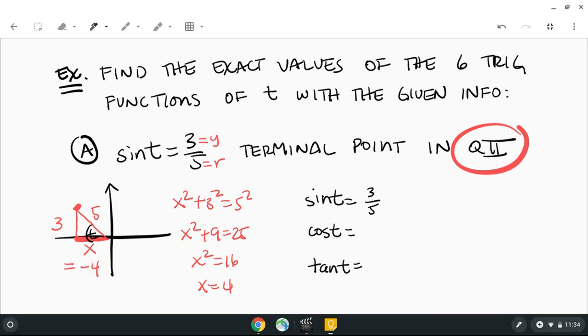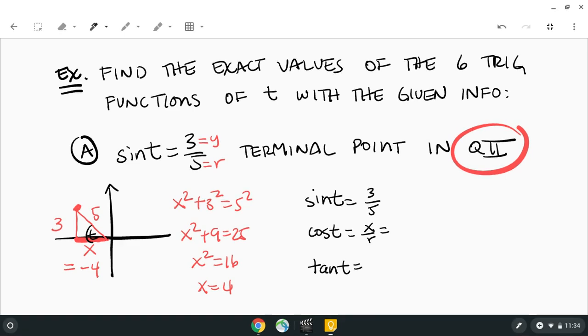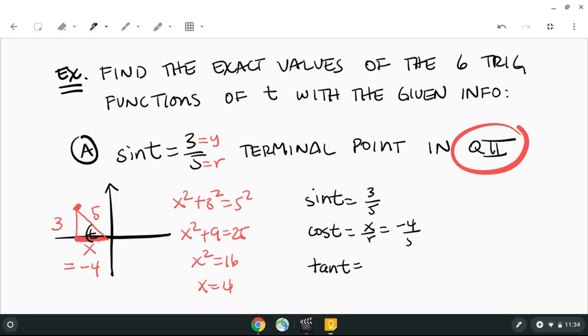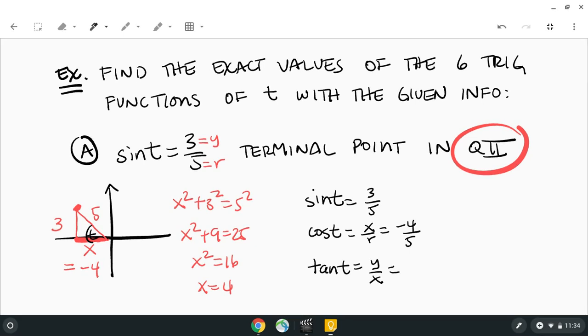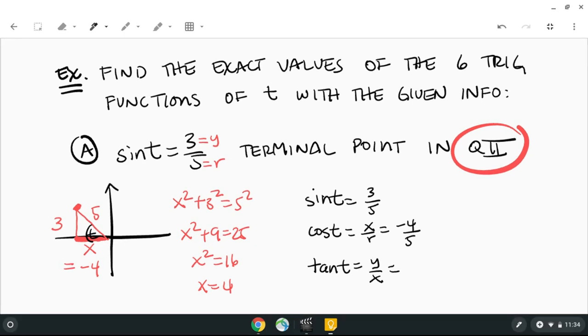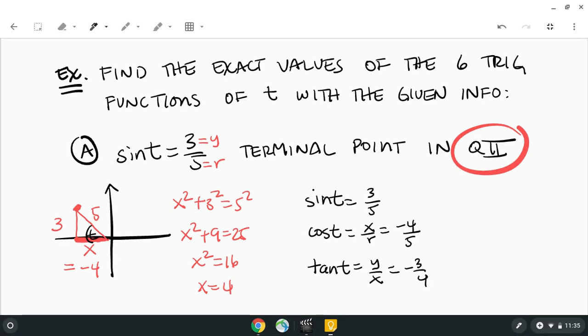Okay, cosine t. Cosine is x over r. So what's my x value? -4. What's my r value? 5. Tangent is y over x. So that is going to be 3 over -4. Or if you just want to say -3 over 4, that's fine. It doesn't matter whether you put it on top, in the middle, or down below with the 4. We know that 3/4 is negative.